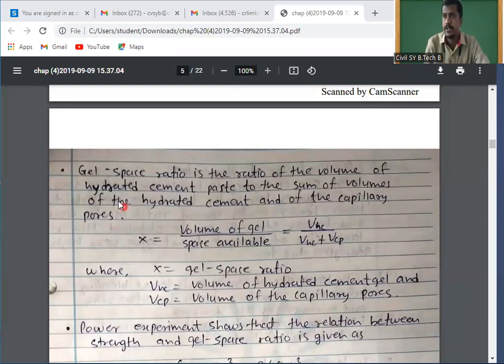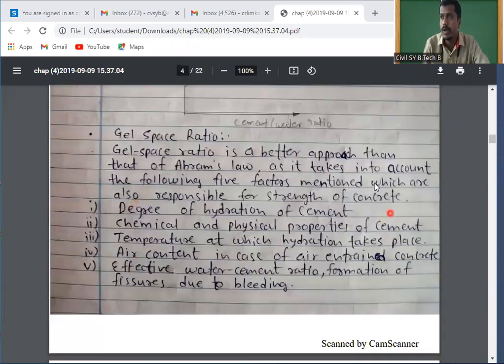Okay, gel space ratio. So in the gel space ratio, as I told you, we have to consider the degree of hydration of cement: at what speed the hydration process starts and how the hydration process continues.